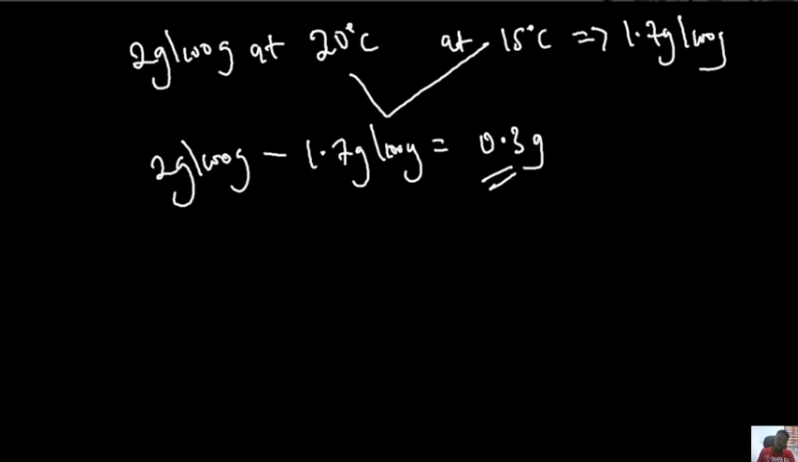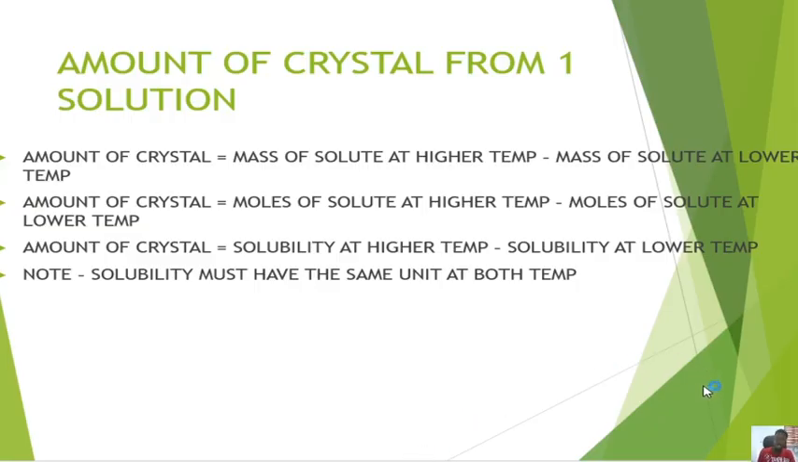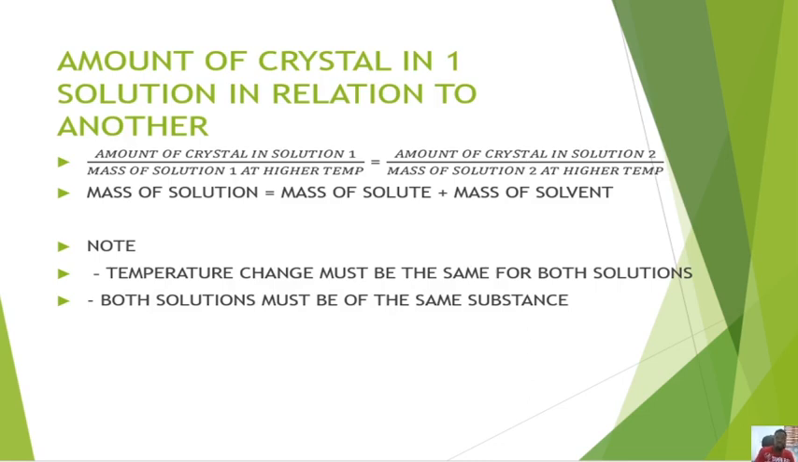answer. Now, the second scenario that we're going to be considering is a conditional scenario, where the amount of crystal in one solution is related to the amount of crystal produced by another solution of the same substance. So there is more like a relation here. And what is the relation to solve this question? Very simple. Amount of crystal in solution 1 divided by mass of solution 1 at higher temperature is going to be equal to amount of crystal in solution 2 divided by mass of solution 2 at higher temperature. So you're just looking at the relation between the crystals in different solutions. But remember, those solutions must be of the same substance.